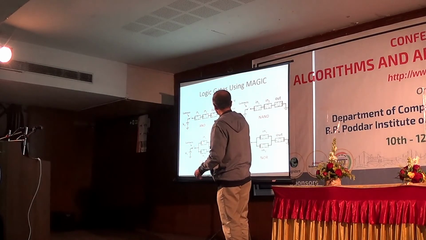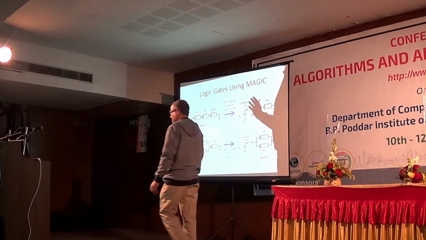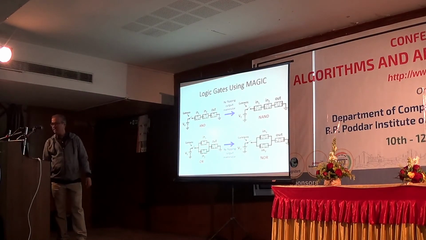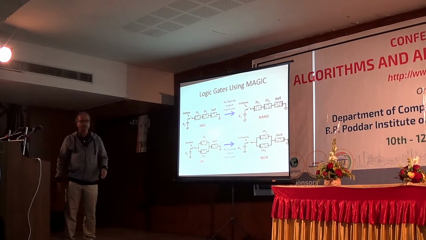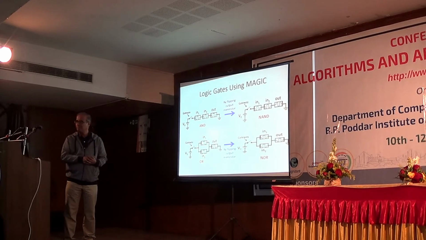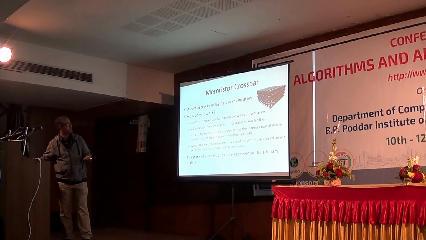So using MAGIC, we can implement all 4 kinds of gates. But I shall show a little later that with respect to the crossbar, you can only implement NOR because of the polarity. I shall come to it. So I am skipping a few slides because I have already explained.